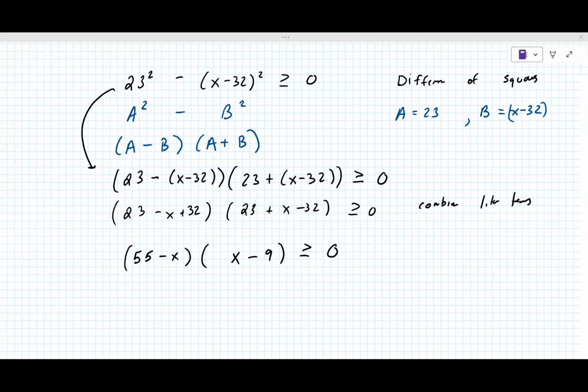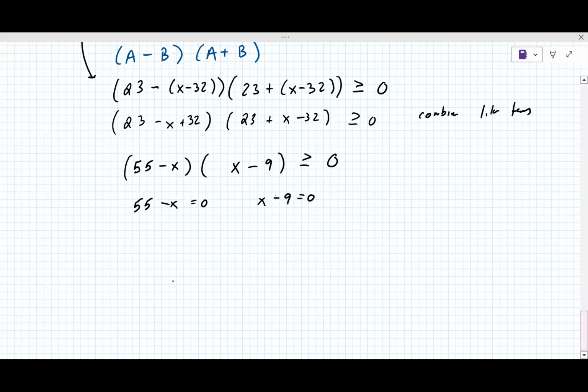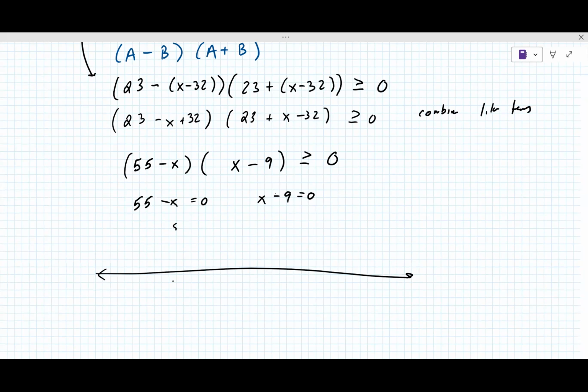Is that okay so far? Yes. Okay, so now you're going to set them each equal to 0, which we've done a bunch of times now. You're going to get your x values. Okay, x is 9, x is 55. Now this time on our number line, we need to make a small little adjustment. So let me know when you're caught up here so we can talk about that. I'm almost caught up. I'm just drawing my number line. Okay, I'm caught up now.